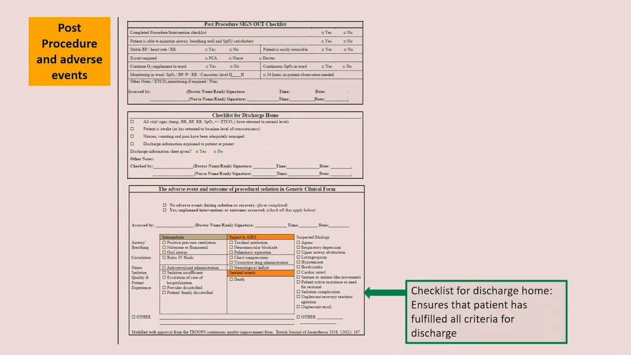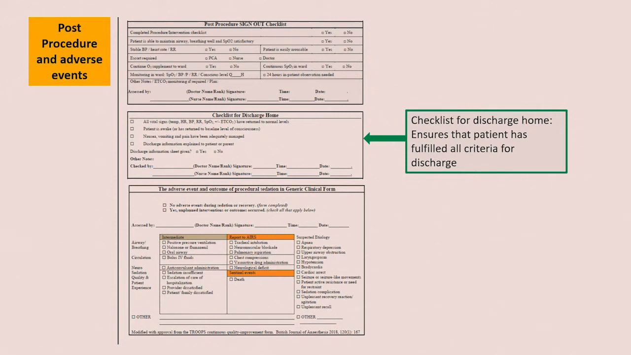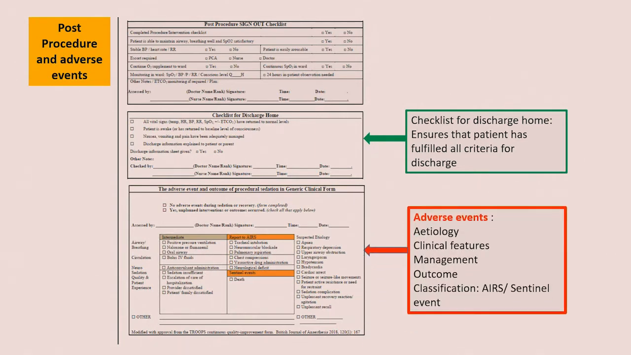First, there's a sign-out box at the top to document the child's vital signs and conditions. And using the pre-procedure sign-in box, we can quickly check and see whether the baseline of the child has been reached. And the checklist for discharge also ensures that the patient has fulfilled the discharge criteria.